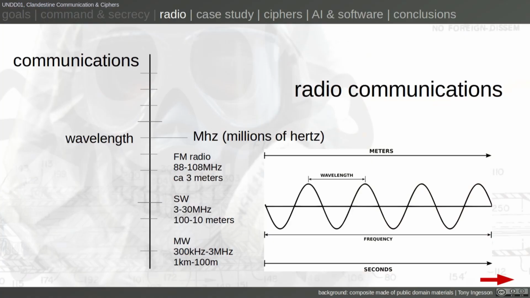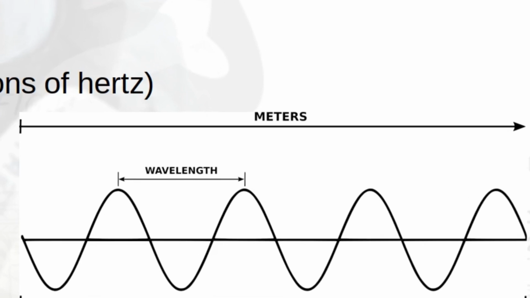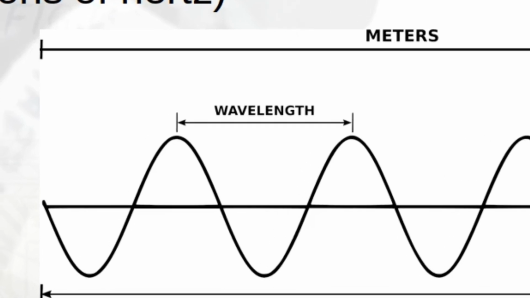The first thing we need to learn about is wavelength and how wavelength is tied together with frequency. As you can see here, we can measure wavelength in meters because it's a measure of distance, and we can measure frequency in hertz. As you can see here in the figure, the radio wave has these peaks. So from one peak to the next peak, that is 1 hertz.